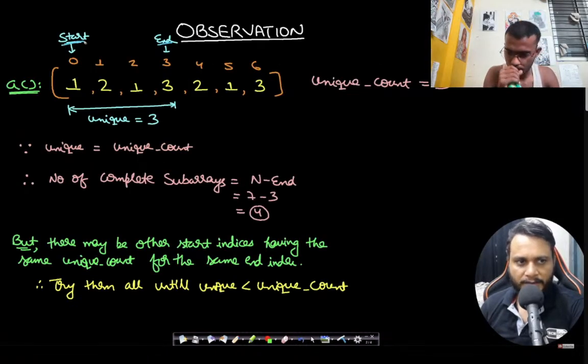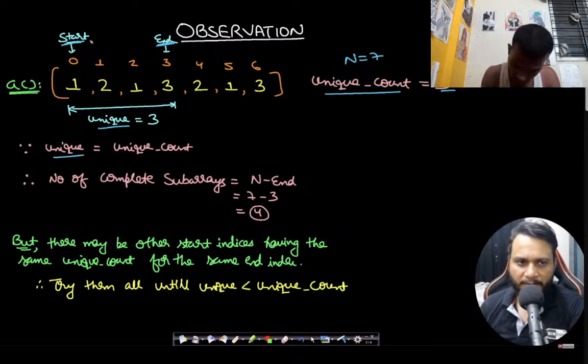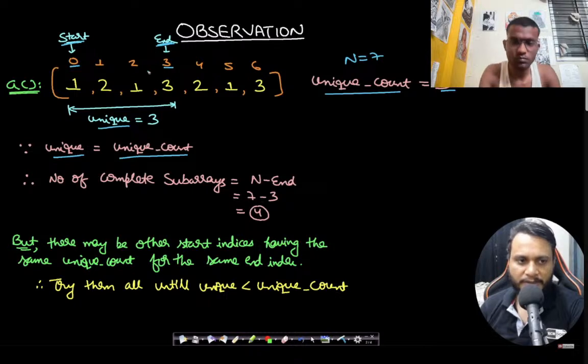Let's say that we are looking at a subarray from start to end, and the number of unique elements we are seeing are 3, which is 1, 2, 3. The total number of unique elements in this entire array is 3 only, because we have 1, 2, 3 as the only unique elements. The size of the array is 7. So since the number of unique elements in the subarray from start to end equals the number of unique elements in the entire array, therefore this subarray from start to end is actually a complete subarray. So this needs to be counted.